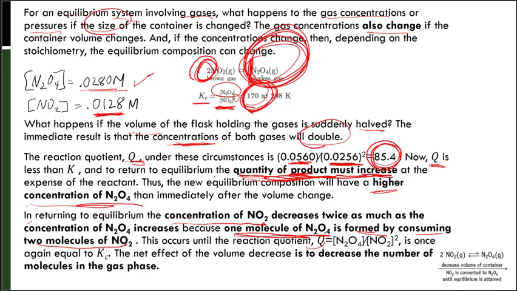This occurs until the reaction quotient Q is once again equal to K. The net effect of the volume decrease is to decrease the number of molecules in the gas phase. So to sum it up, if I decrease the volume by half, those concentrations will double, which affects the Q. Q then is less than K. And so if I decrease the volume, we need to convert NO2 to N2O4. We need to go to the right. So the concentration of N2O4 needs to increase by making my reactants decrease until we reach K.